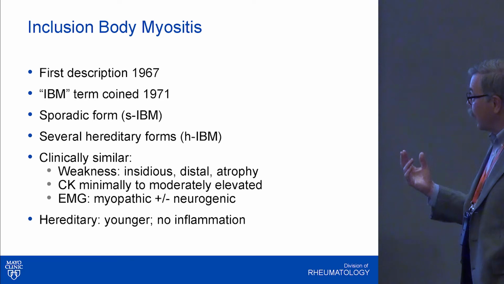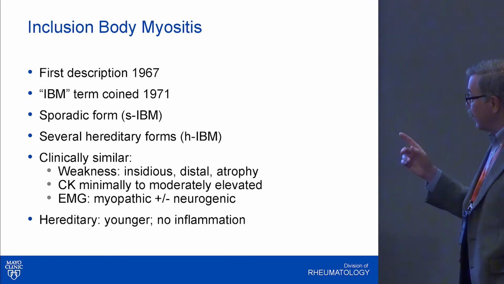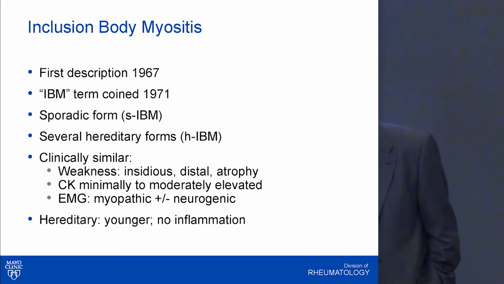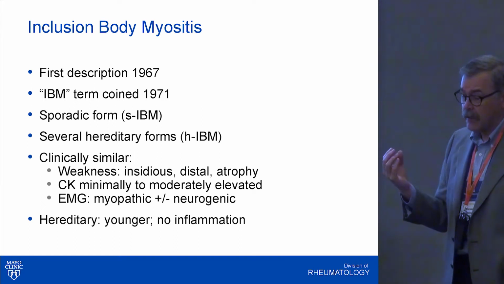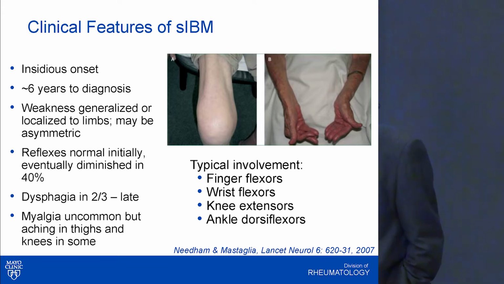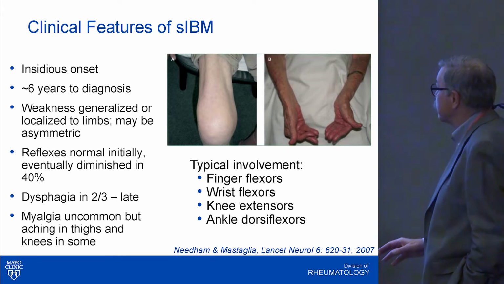We know that there are two forms, the sporadic form and the hereditary forms, and the sporadic and hereditary are similar with weakness that comes on slowly, CK that goes up some, but not to the extent that it can go up in patients with dermatomyositis or polymyositis. And there will be those muscle-like changes on the EMG, but some patients have nerve-type changes. The patients with the hereditary form tend to be younger and don't have inflammation in the biopsy, but look the same. So here are the clinical features of sporadic IBM.